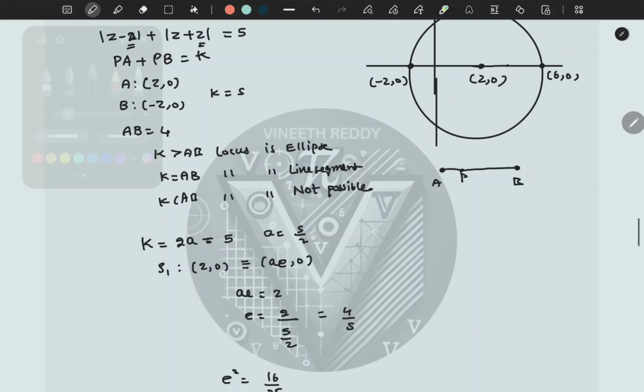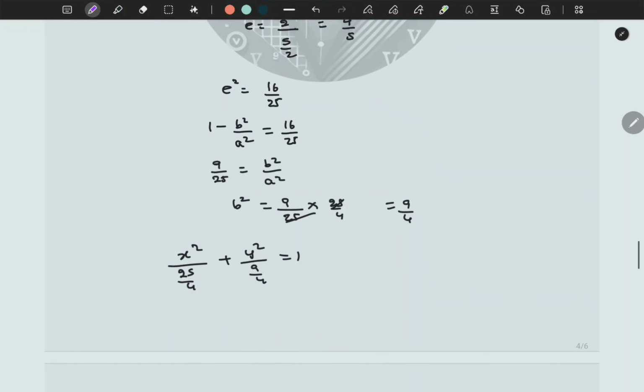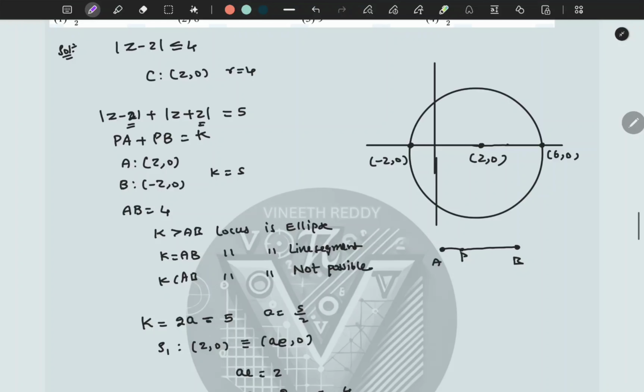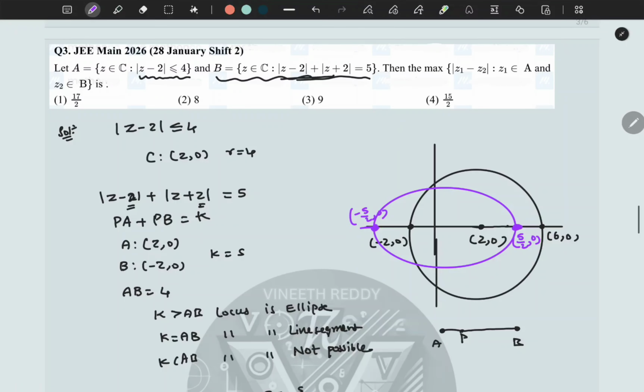So again, this is a horizontal ellipse, dear students, and the ends of the major axis are 5 by 2, 0, and minus 5 by 2, 0. This will be the ellipse, right? Now A can lie anywhere inside the circle and on the circle. So just to shade the region, A can lie anywhere in this region, right?